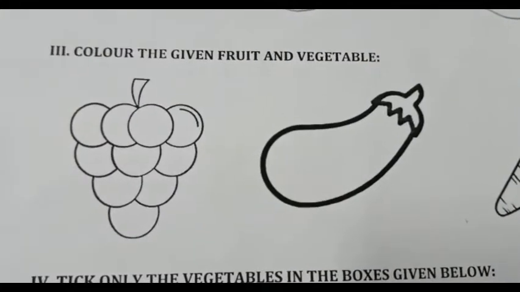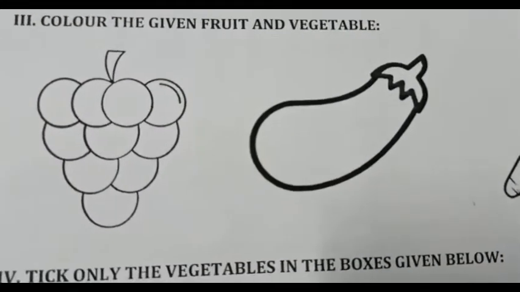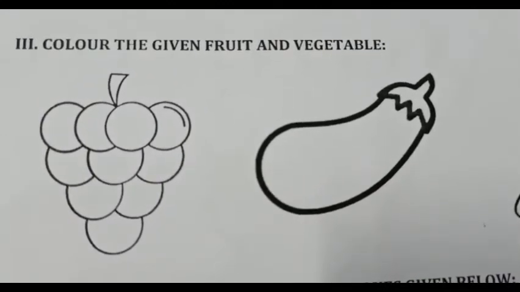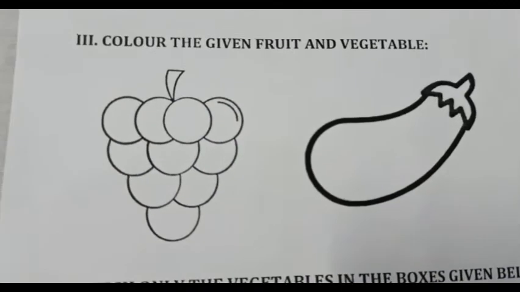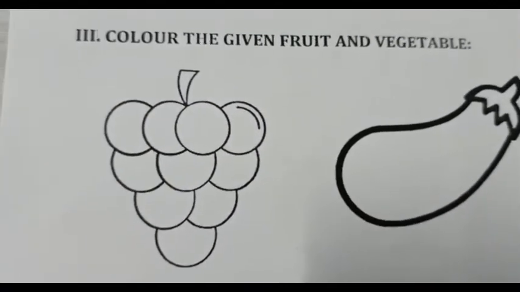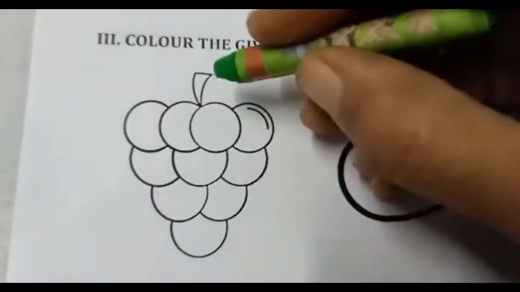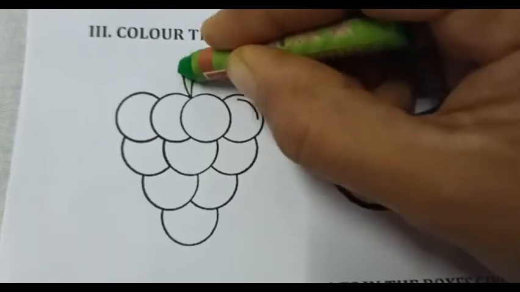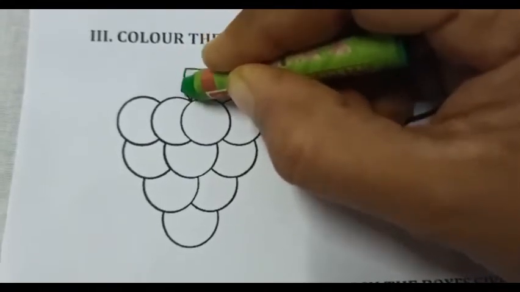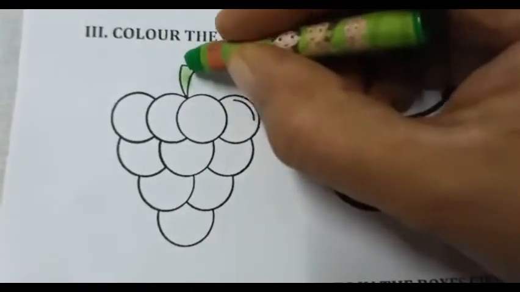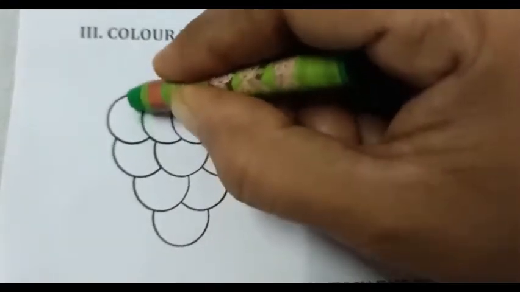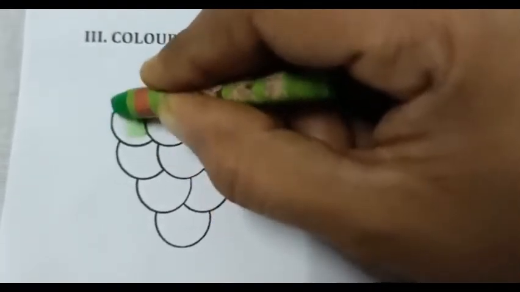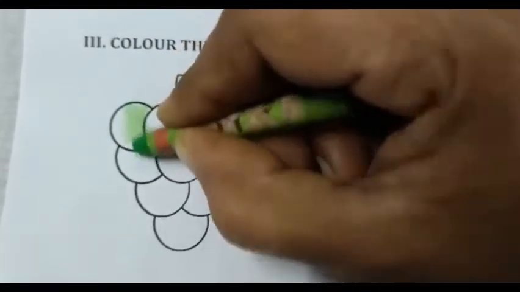And what is the basic rule of coloring? Color the image neatly and the color should not come out of the image. Let's color the grapes green in color. Yes, do it slowly, neatly, and the color should not come out of the image. Slowly you have to color it in one proper direction. Yes, so we are coloring grapes green in color.